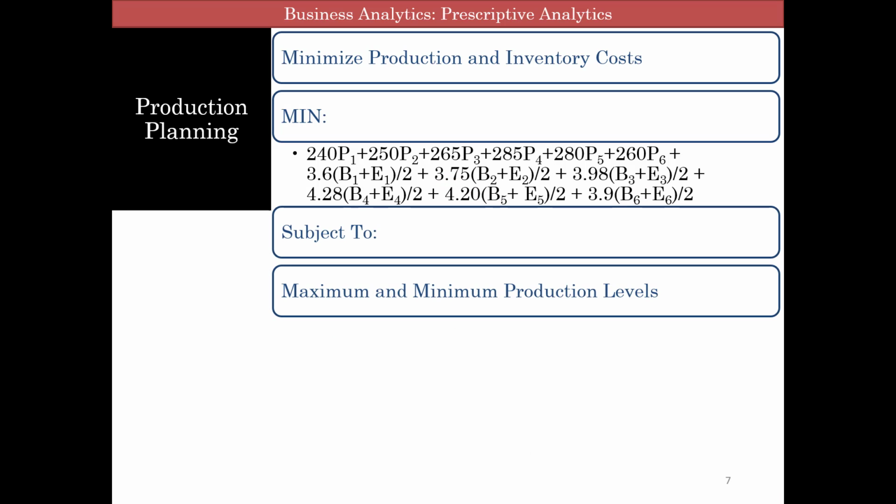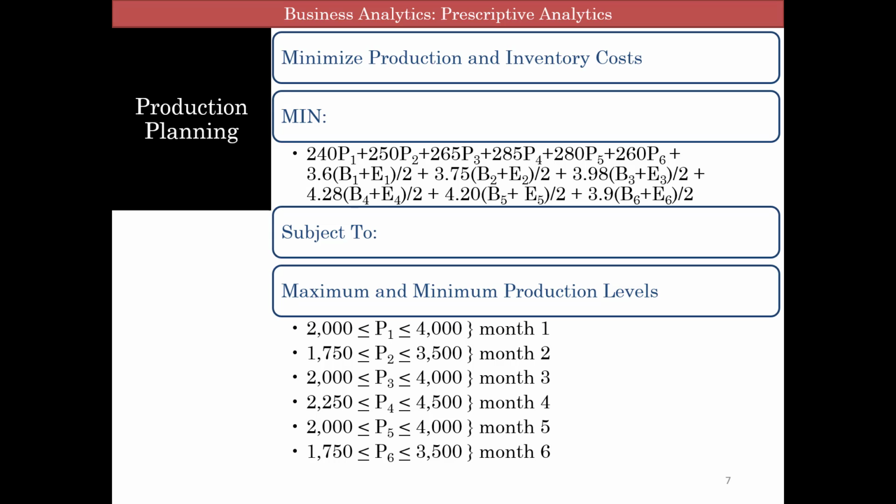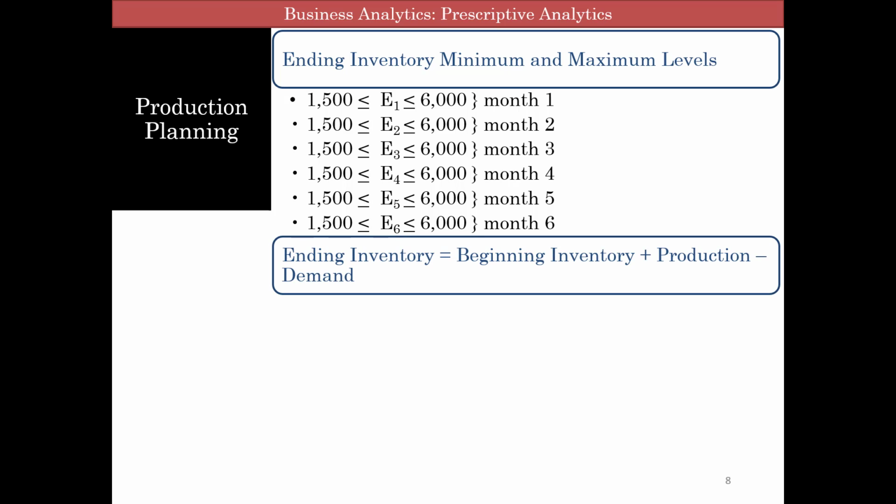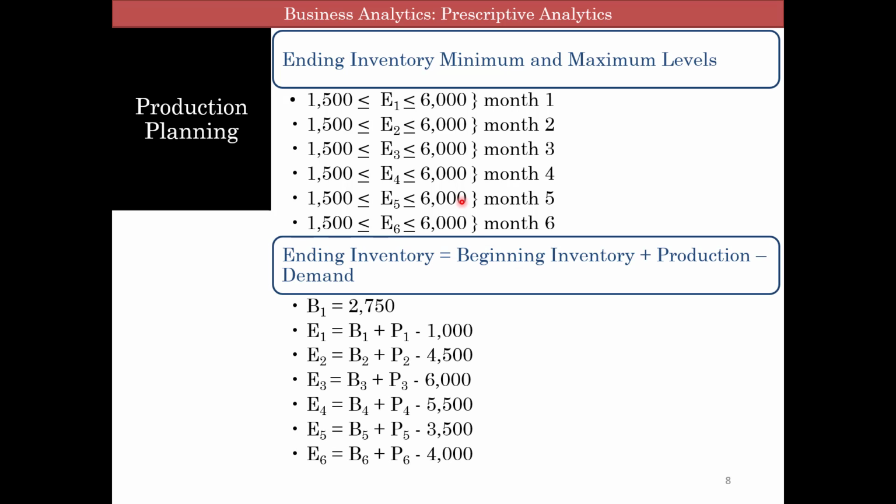And it's subject to, first, you have a certain level of production. There's maximum production and minimum production, right? So we have half of it, you have to produce this much, half of the maximum production. You also have ending inventory. Here's the safety stock, and here's the maximum level you can have for ending inventory. And then finally, for each month, you have beginning inventory starting off at 2750, and the ending inventory is beginning inventory plus production minus demand.